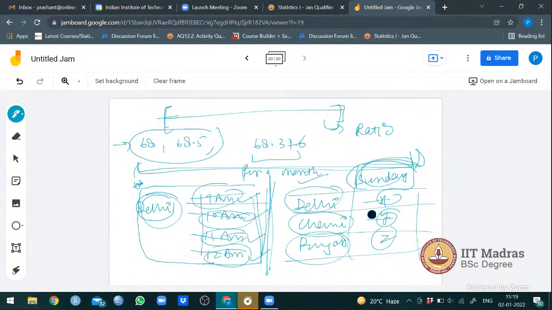So it's a time series. Suppose instead of Sunday, I'm collecting data over a month: a month in Delhi, a month in Chennai, a month in Punjab. Then it will be cross-sectional because here the month is fixed.